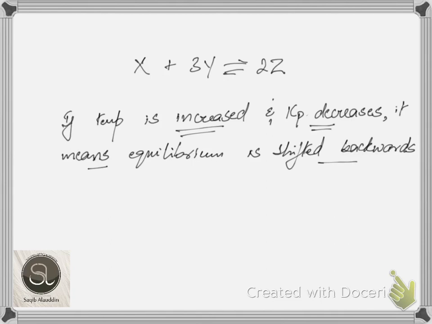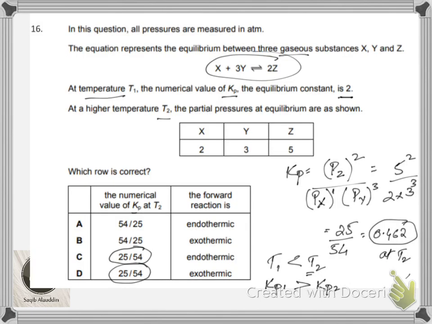Okay, so from Le Chatelier's principle, we also know that when we increase the temperature, the endothermic side is favored. So the backward side is endo, which in other words means the forward is exo, and hence we say that the forward reaction is exothermic. Option number D is the correct answer.